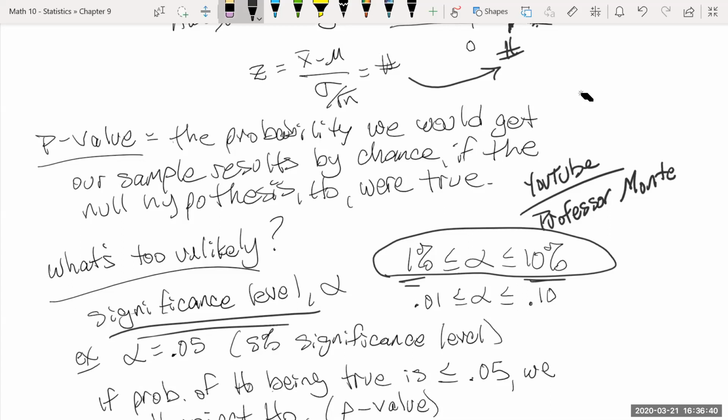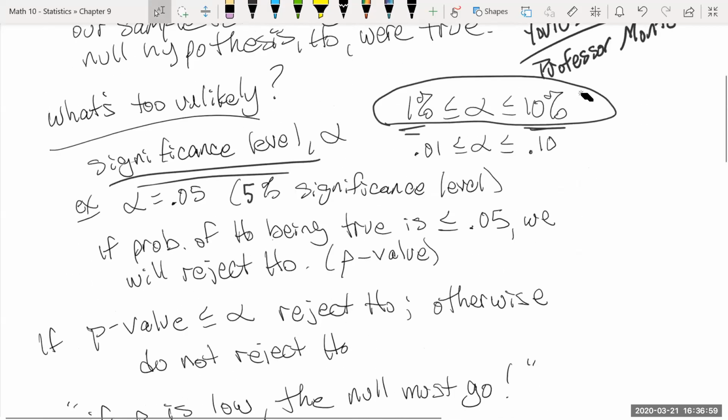But 5%, I'm going to make this 5 look a little bit better. 5% is usually our standard. They call it the significance level. Again, it's how likely we are to make a type 1 error. Remember, that's alpha. Alpha is the probability of making a type 1 error. All right, so if the probability of H sub 0, the null hypothesis being true, is less than 5%, we're going to reject the null hypothesis. That's what a significance level of 5% would say. Remember, that's our cutoff, would be 5%.